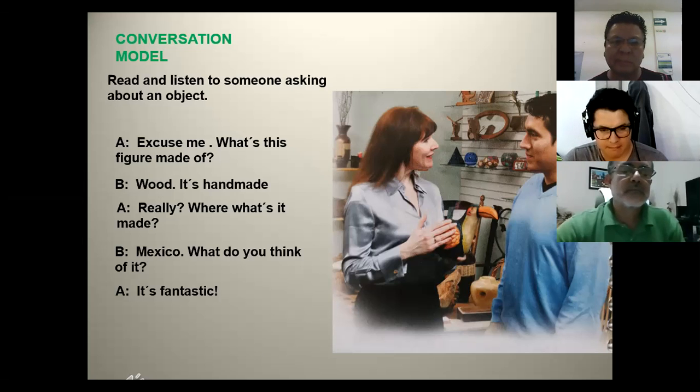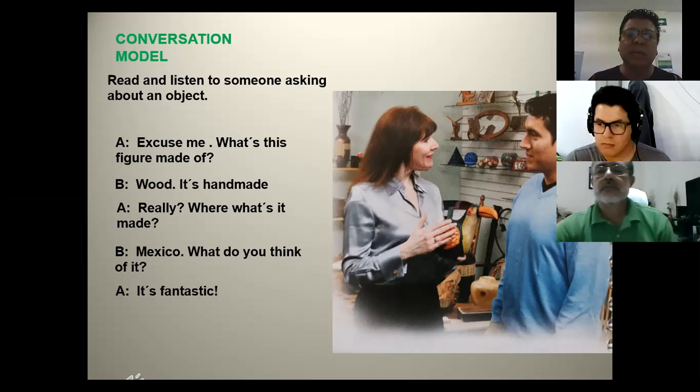Read and listen to someone asking about an object. Excuse me, what's this figure made of? Wood. It's handmade. Really? Where was it made? Mexico. What do you think of it? It's fantastic.